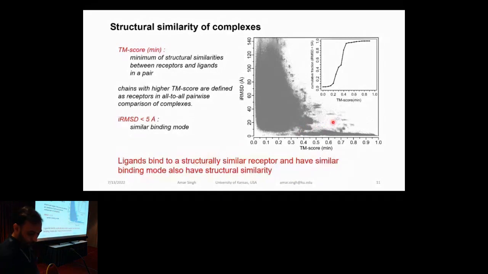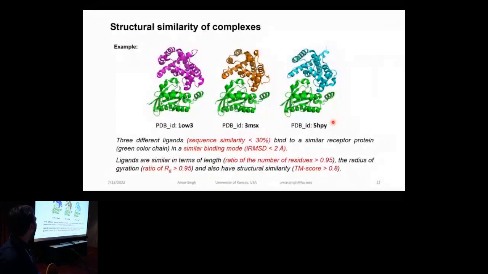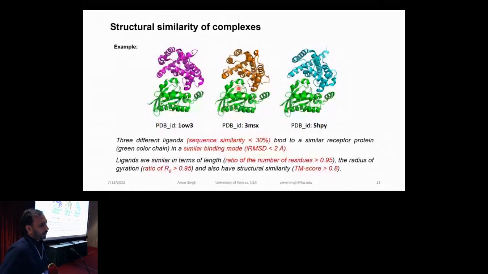So what we conclude here, here is one of the examples that we have three different ligands bind to a similar receptor protein. They are structurally similar but different sequentially. They have less than 30% sequence similarity.